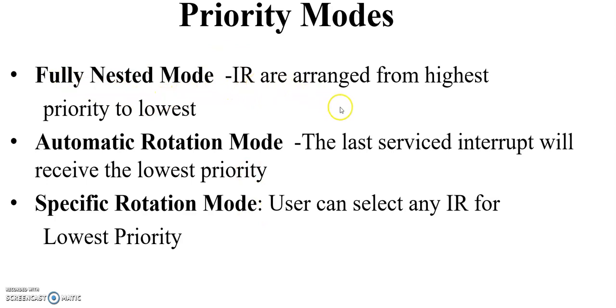The interrupts are arranged from highest priority to lowest priority. That means IR0 is the highest and IR7 is the lowest priority. In automatic rotation mode, the last serviced interrupt will receive the lowest priority. In specific rotation mode, the user can select any interrupt for the lowest priority.